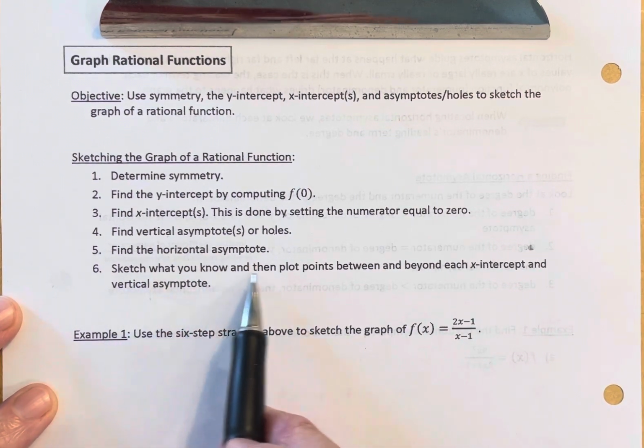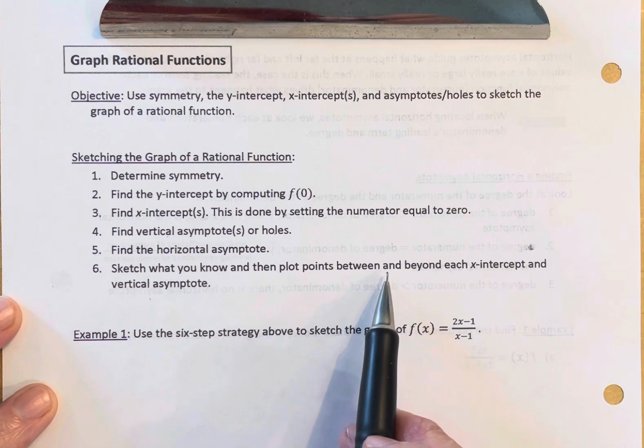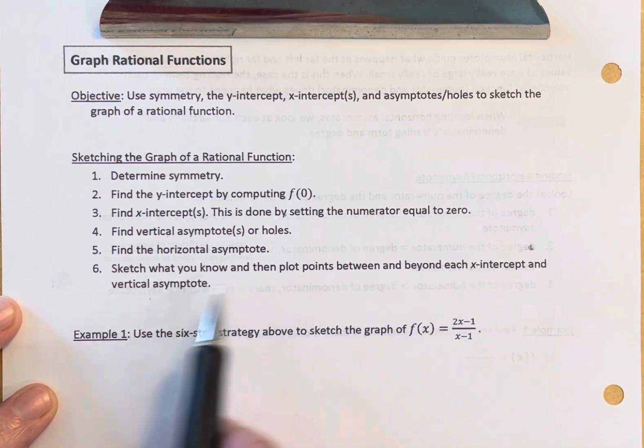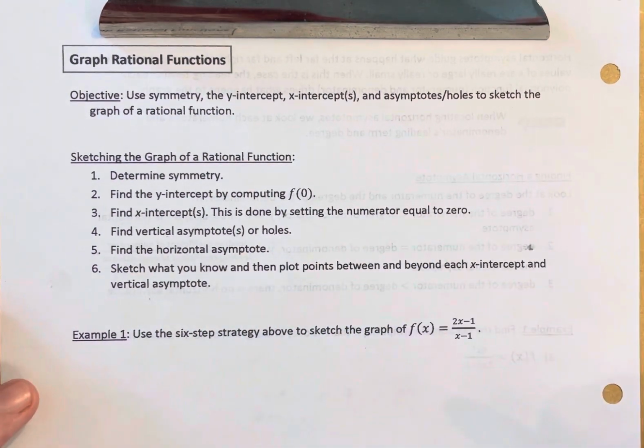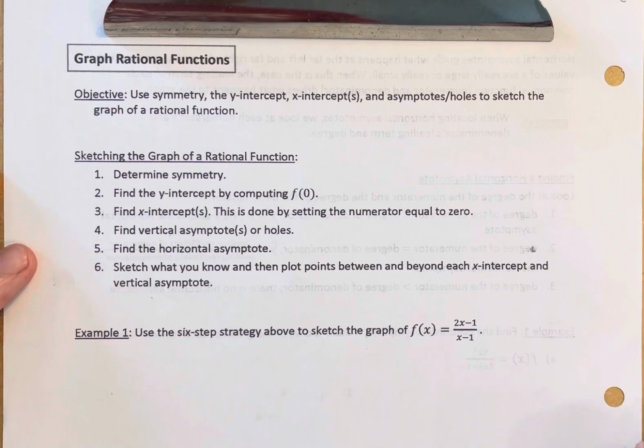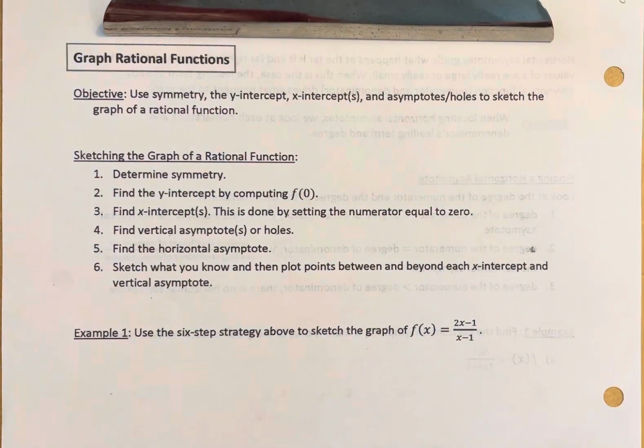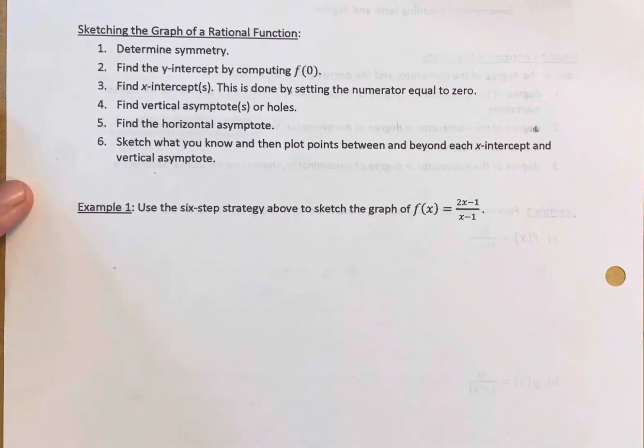And then we'll sketch what we know and plot some points between and beyond each x-intercept and vertical asymptote, and we'll be done. This is going to take a little bit of time. I've got 2 examples I'm going to do, but it does take a little bit of working with. Okay, so let's get started.